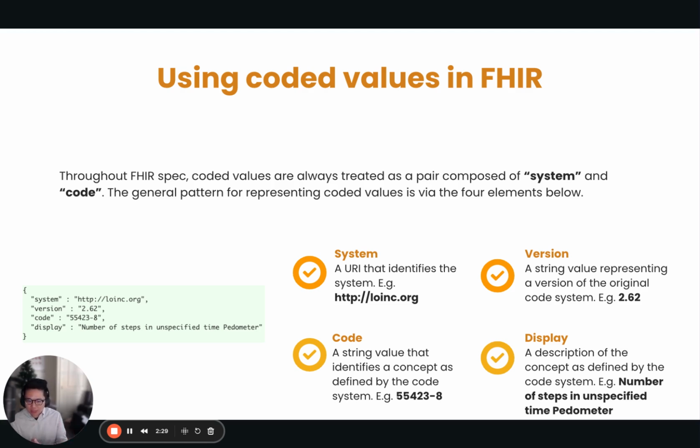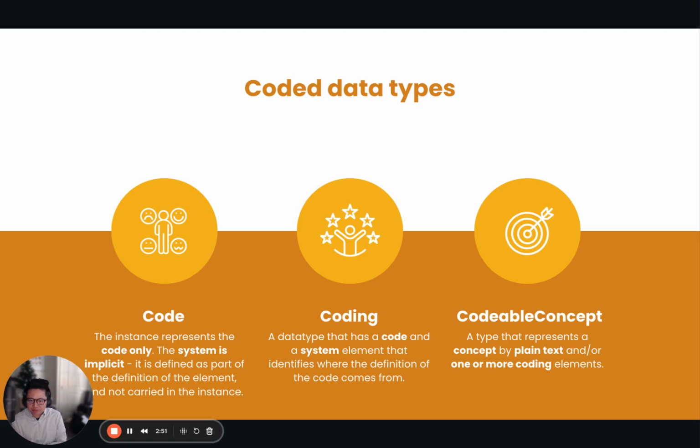And then there's display. And display is more of the human readable interpretation of what this code means in the context of this system. And in this case, this code in the LOINC system reads number of steps in unspecified time pedometer. So these are the four things you think about when it comes to coded values in FHIR. And then really, at minimum, it's that code and system pair.